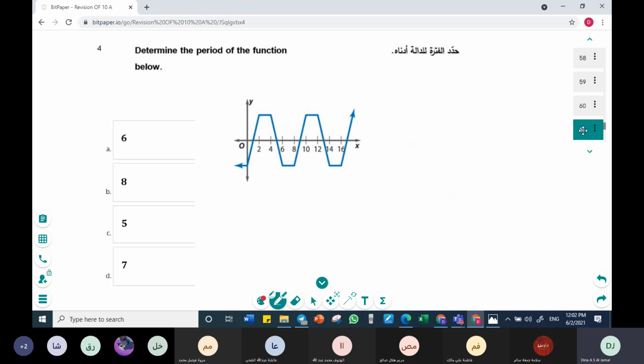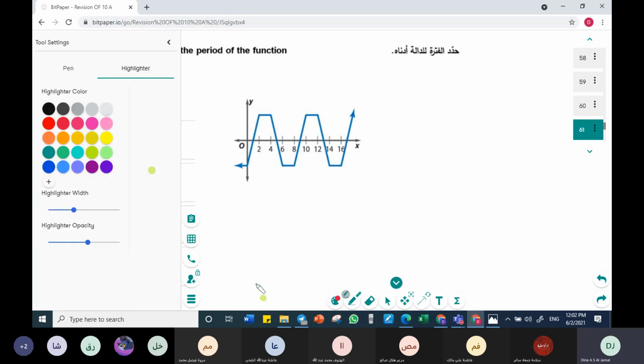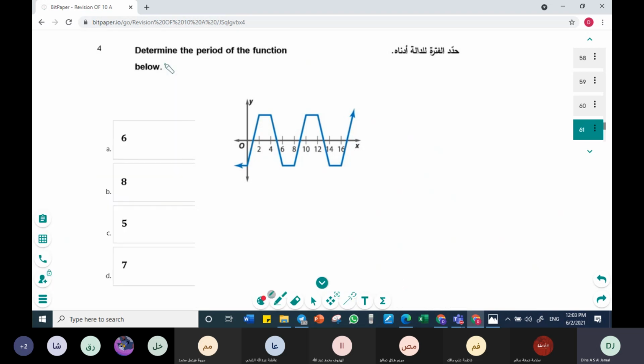Now, let's have a look at the other question. Determine the period of the function, and you are having a graph. So how can I do this? What is the period of this function? Let's see. What do you think? 6. If we are taking 6, let's move like you are saying. The students who are telling me 6, you need to explain, and the students who are telling me 8, you need to explain. From which point have you started?